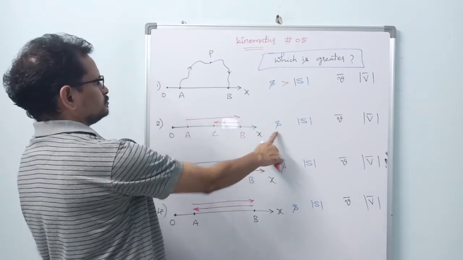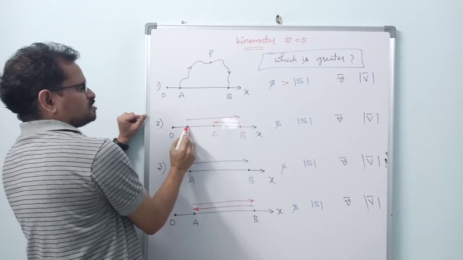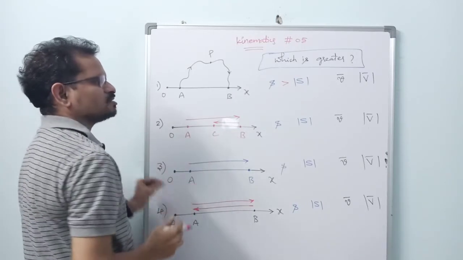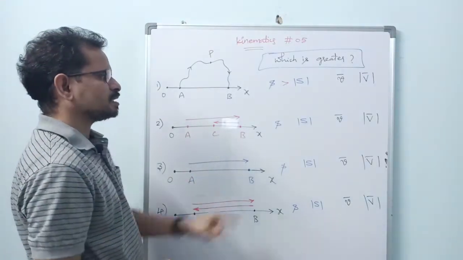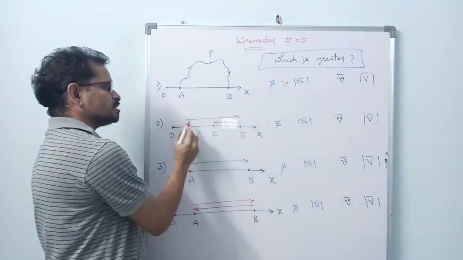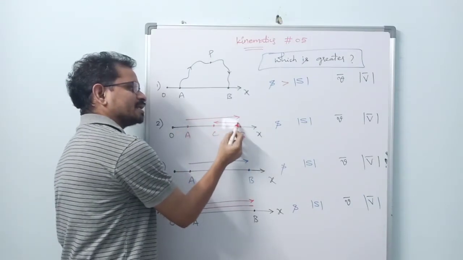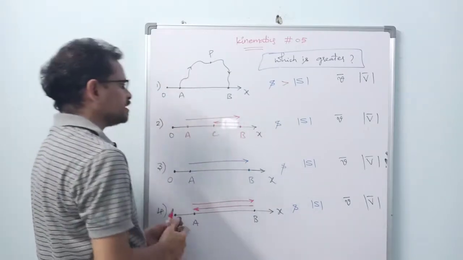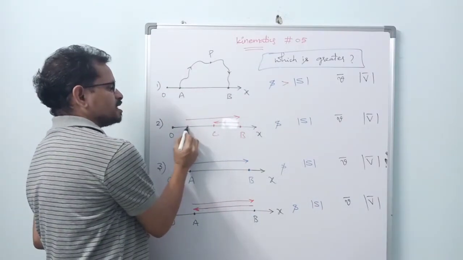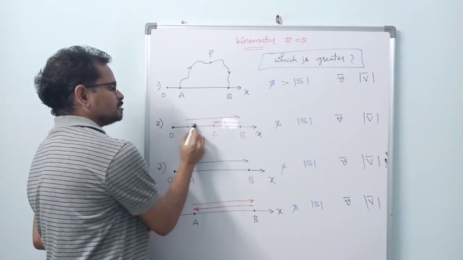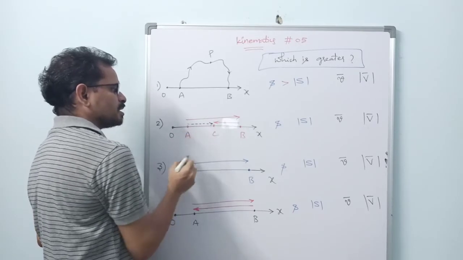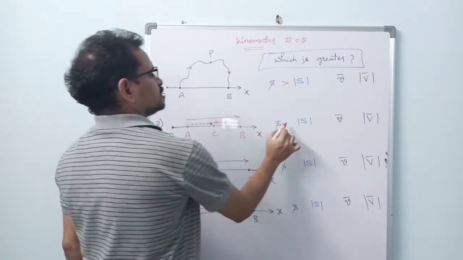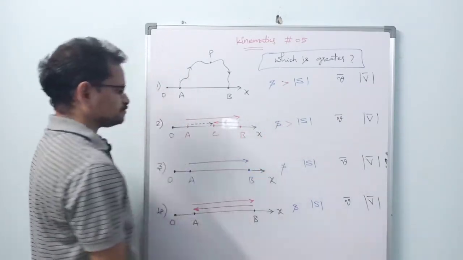What about this one? Straight line motion. See here, the body starts from A, reaches B, again comes back here. In this case, whose magnitude is greater, distance or displacement? It is very clear. What is the distance? Length of this arrow plus length of this arrow. And what about displacement? Displacement is this distance from A, because A is the initial point, C is the final point. This is the displacement arrow. See, it is smaller. So it is very clear that distance is greater than displacement.